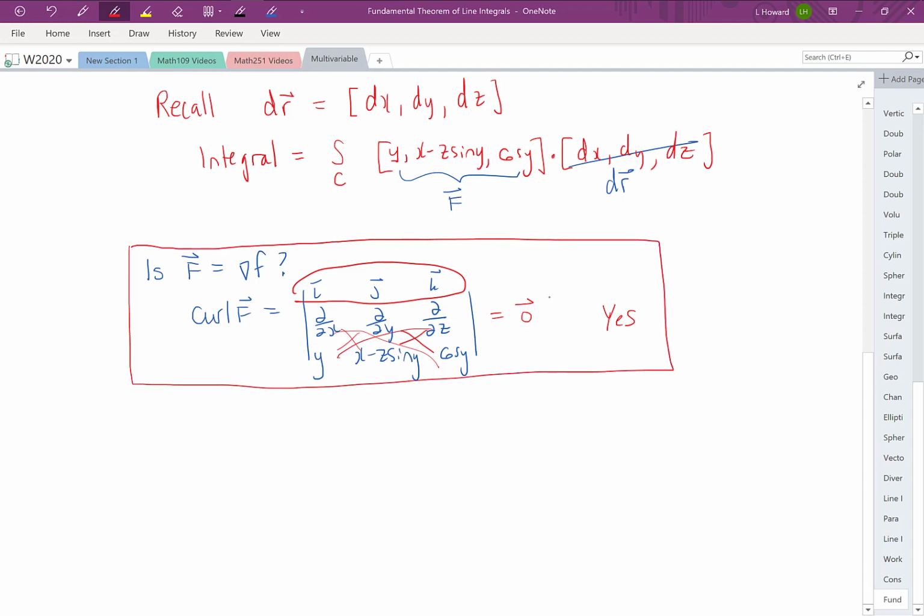Now that we've decided that it's conservative, we need to find a potential for our vector field. So we talked about that in our previous video. Basically, the idea is to go through and integrate our components with respect to the appropriate variable.